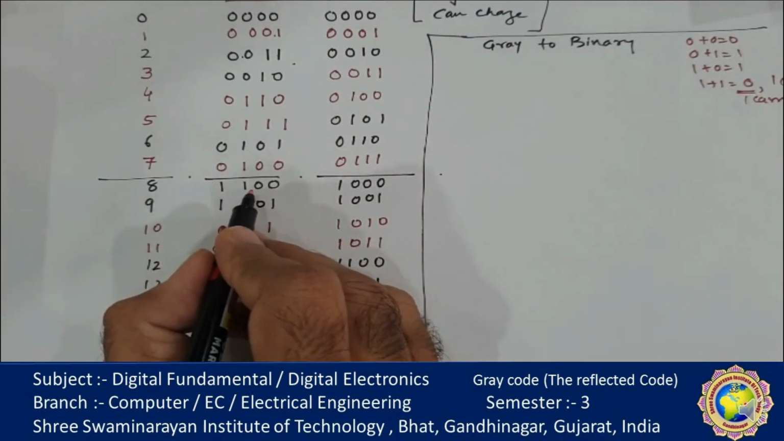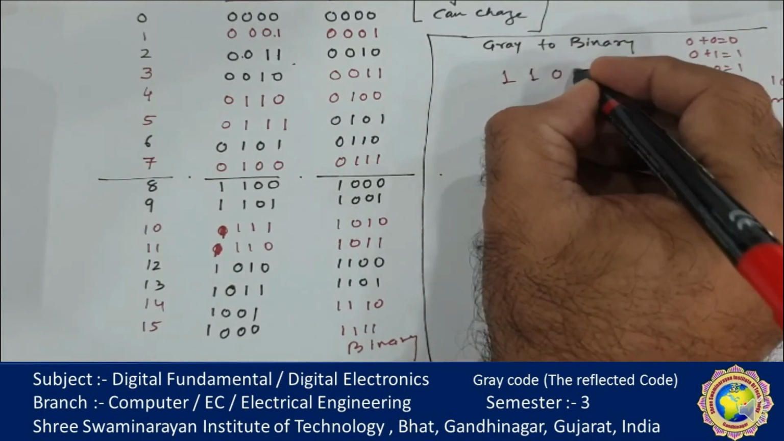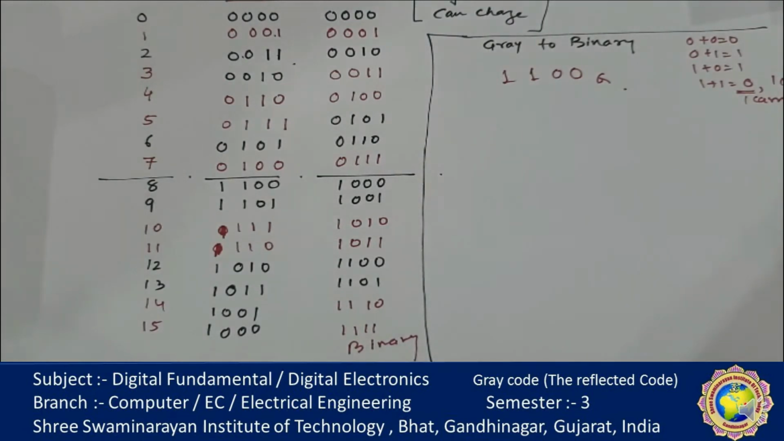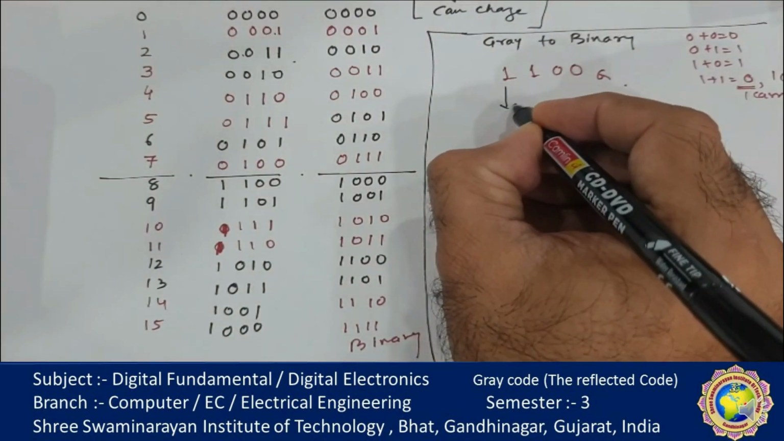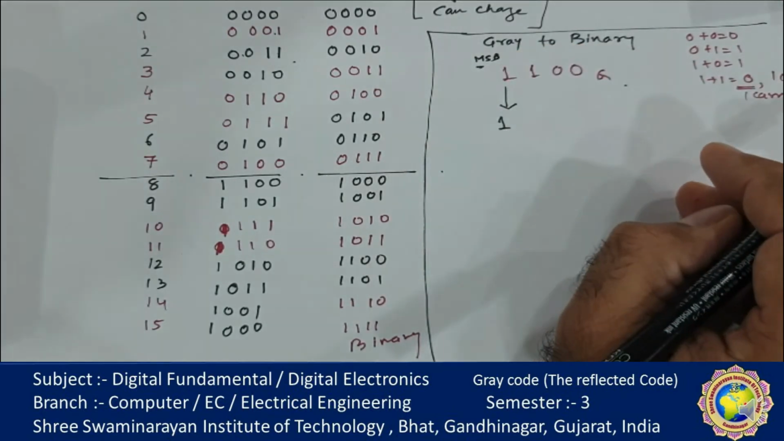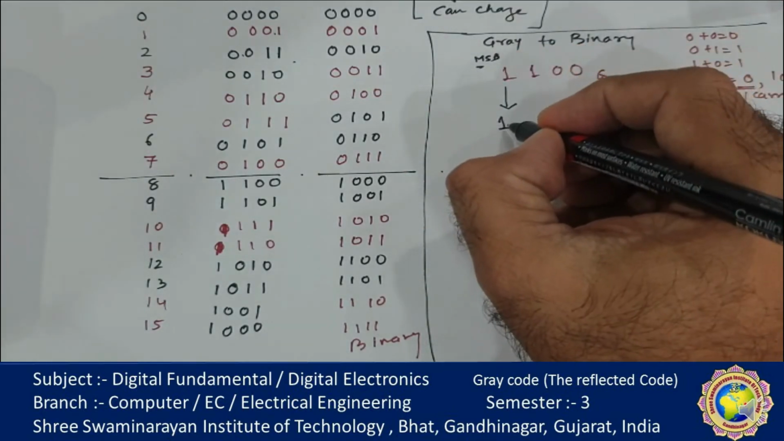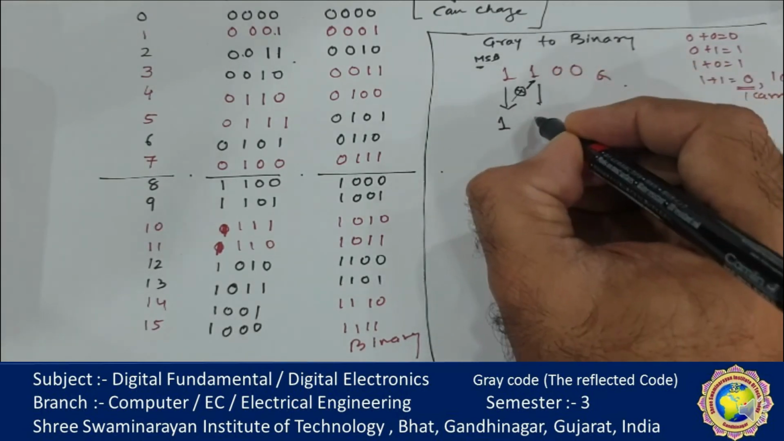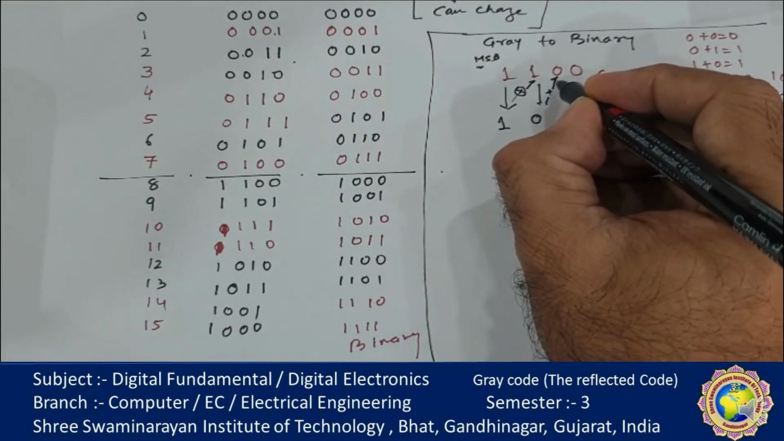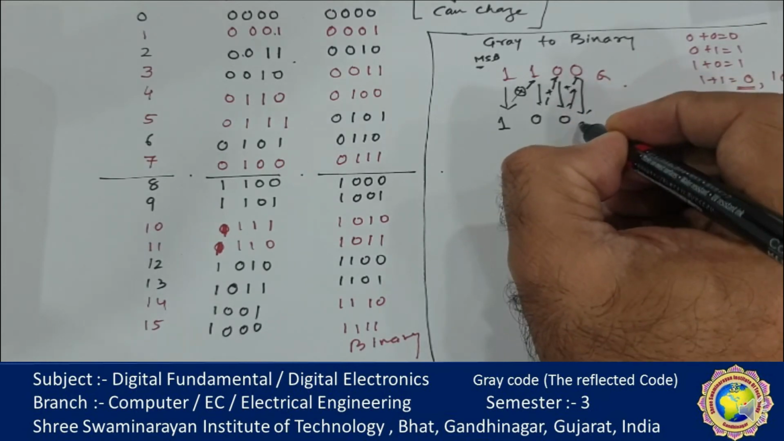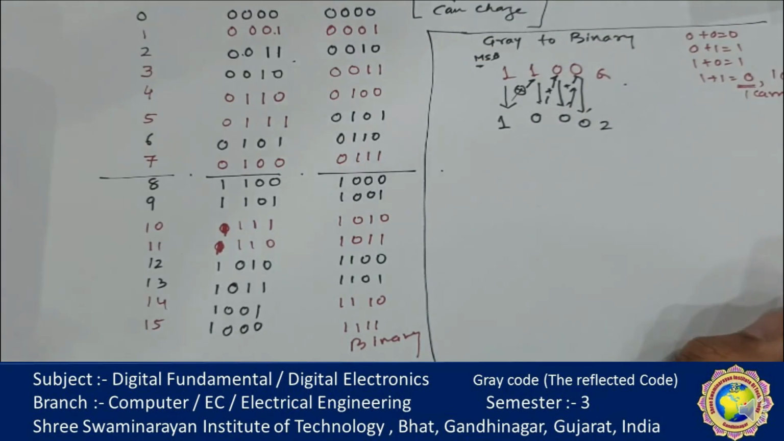Suppose my number is 1100 in gray code, and I want to convert it into binary. The first MSB remains the same. Okay, this is the MSB, most significant bit. MSB remains same, then whatever the answer, it is summed with the next bit. So 1 plus 1 is equal to 0. 0 plus 0 is equal to 0. 0 plus 0 is equal to 0. So this is in binary.